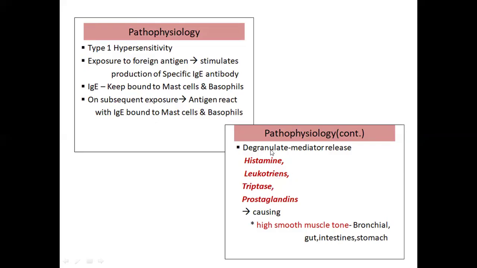The main chemical that is going to cause problems in anaphylaxis is histamine. So what are the actions of histamine in anaphylaxis? It causes smooth muscle spasm, causing bronchospasm, and gut muscle spasm causes abdominal pain, and intestinal spasm also causes diarrhea and sometimes vomiting. So that is the first action of histamine.